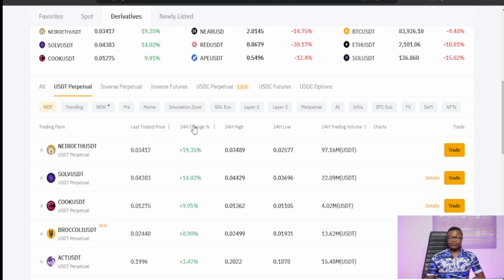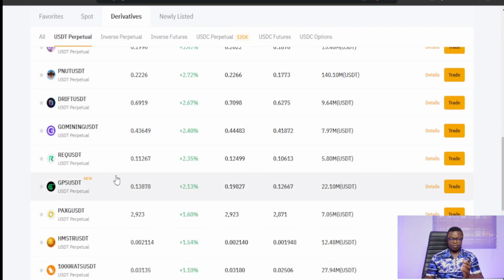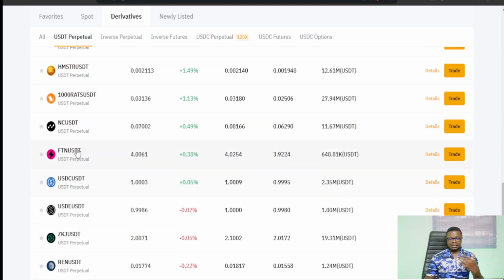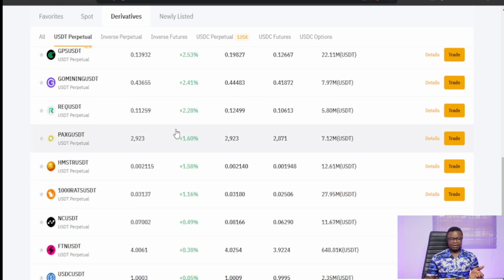if I click on it the first time, it gives me the top gainers, right? So the list that I have right here are all top gainers in the market. We have Drift, we have all of these tokens right here. These are all top gainers. Even Hamster Combat is equally among the top gainers, right?